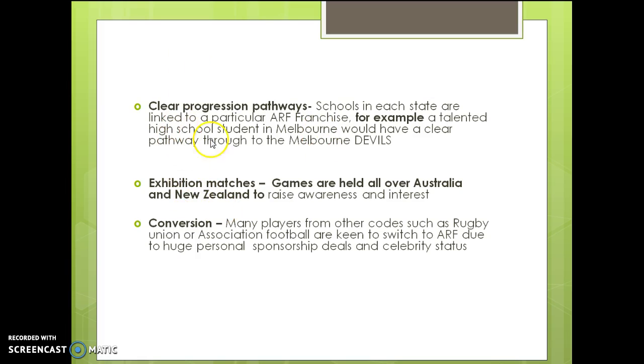Going on from there, there are exhibition matches. I'm doing a parallel here: in America, they have exhibition matches, and they have exhibition matches in London. This is to get a worldwide audience for Aussie rules football. Exhibition matches in Australia are held all over Australia and New Zealand to change the locations where games are played, so it increases exposure, awareness, and interest in the sport.